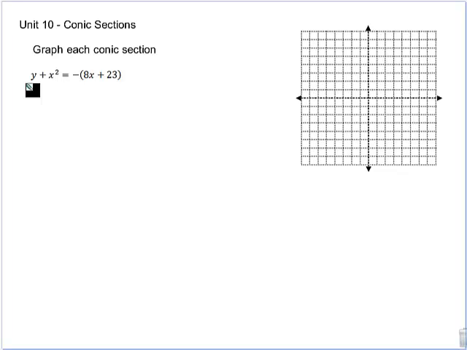This is Algebra 2 review for our second semester final: conic sections. We're going to graph this conic section. We have the function y plus x squared is equal to negative, and then in parentheses, 8x plus 23.